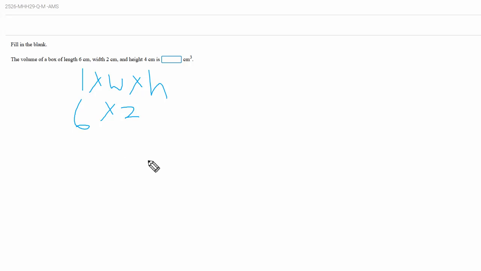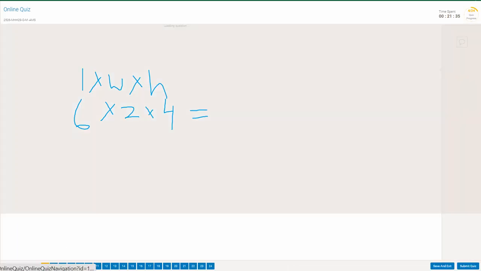It's always best that I make my students draw it out and then write the formula underneath it, so it becomes easier. 6 times 2 times 4. What is 6 times 2? 12. 12 times 4 is 48. So there you go, you write the answer. I hope your multiplication is very strong now to be able to do these.